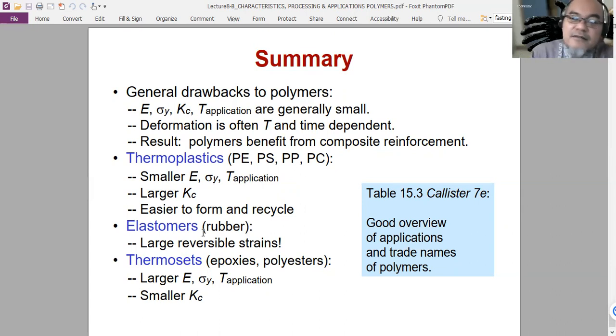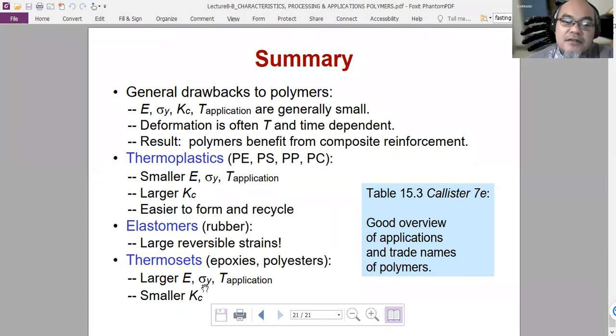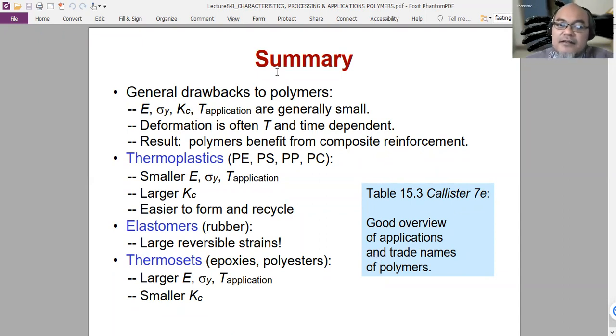Thermoset materials are harder polymers like epoxy or polyester. They have larger Young's modulus, higher yield strength and temperature of application, with smaller Kc. Okay, are there any questions regarding structure and properties as well as processing of polymers?